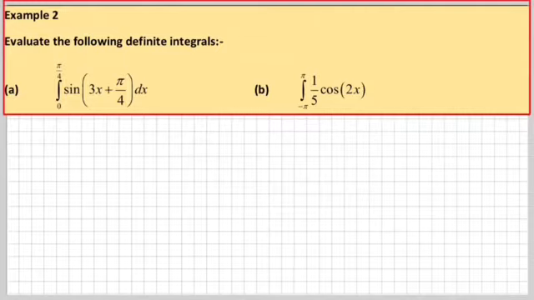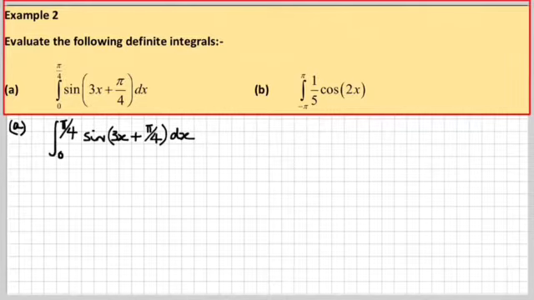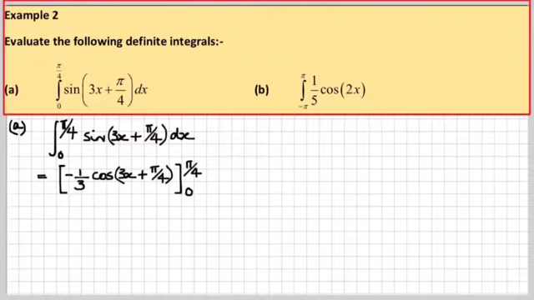Example 2. Now we've got some definite integrals now, which means we can definitely do them, can't we? Now, the first one, it's a sine, so the answer therefore is going to be minus cos, and we have to divide by 3. So here it comes. There it is. Minus 1/3 of cos of 3x plus pi on 4 evaluated between these two terminals.